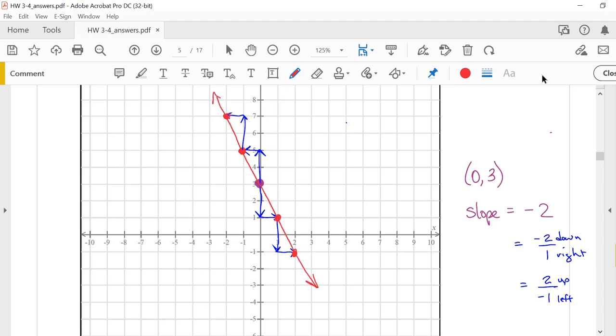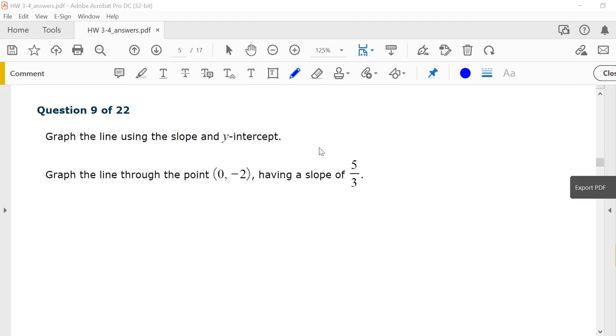If you wanted to go check that out, nope, we're not going to go there yet. That's it. So plot your 0, 3, and then use your slope to find at least one more point, if not more. Number 9, graph the line using the slope and y-intercept.